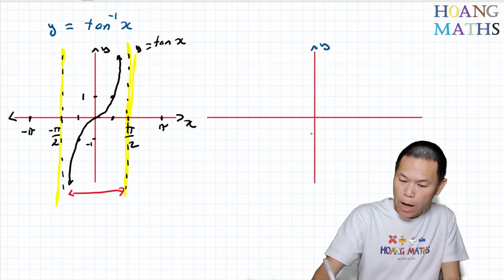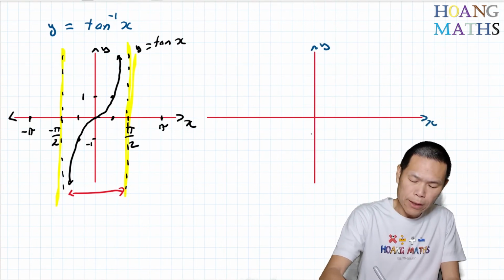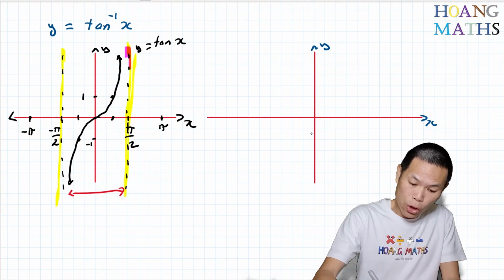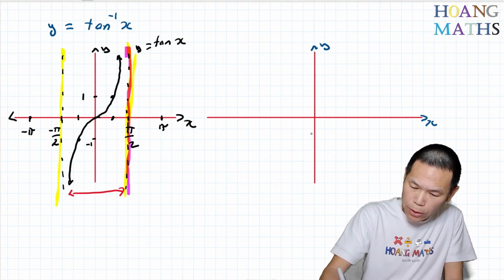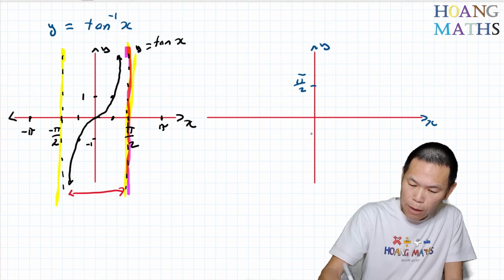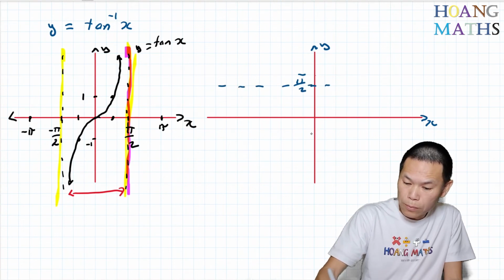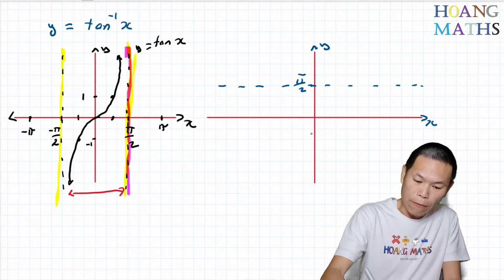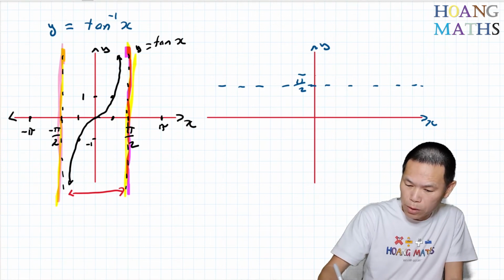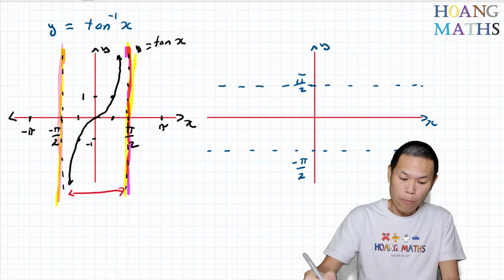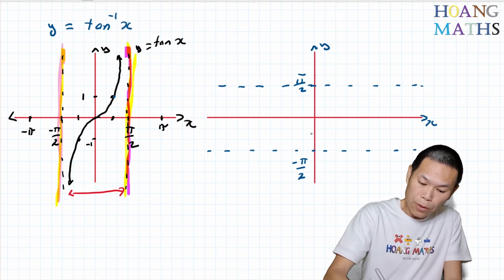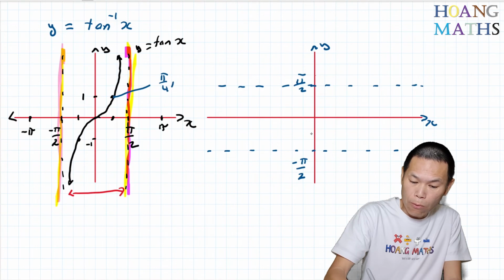So now let's just sketch inverse tan of x. So this is y, this is x. So for inverse tan, we can see the vertical asymptote is π/2. Now the inverse for that becomes π/2 here. That becomes the horizontal asymptote. And for the −π/2, the vertical asymptote here, the inverse for that becomes a horizontal asymptote. So −π/2. So there you go.